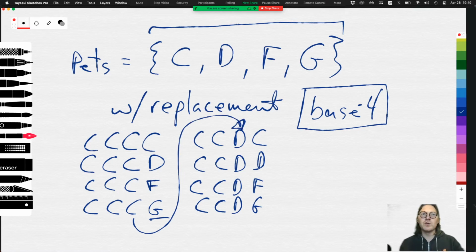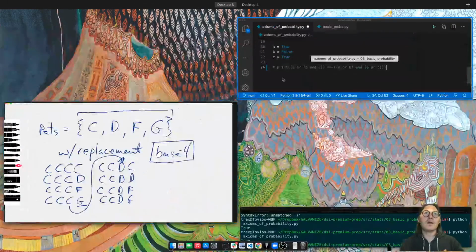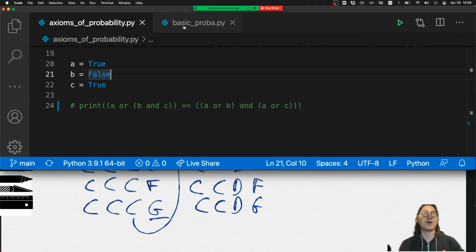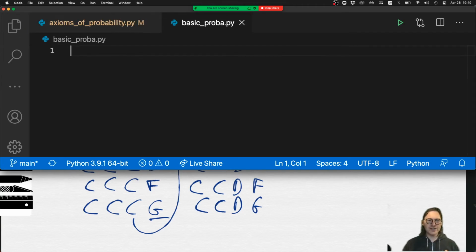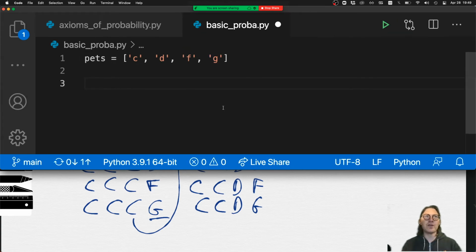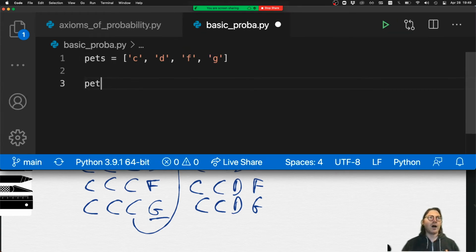Now, how do we do this with Python? It turns out it's pretty easy to do this with Python. So I'll just demonstrate. So we have some pets, and we have a cat, a dog, a ferret, and a goldfish. And I'm going to use these single letters because I think they're easier to see in the output. Let's consider in an exhaustive way all the potential outcomes.